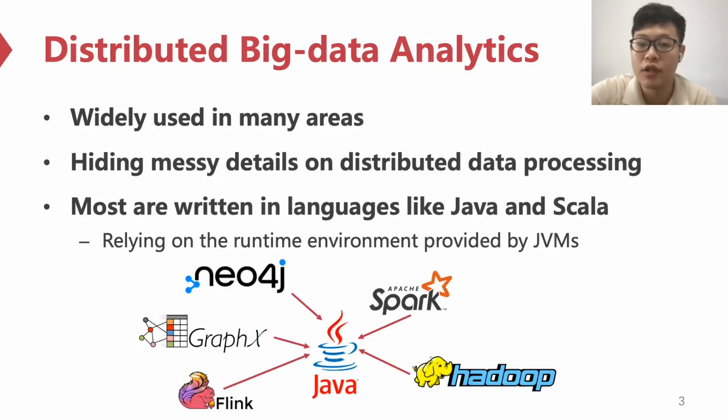Most frameworks are written in languages like Java and Scala to leverage their rich functionality and reliability. They also rely on the runtime environment provided by the language virtual machines, the Java virtual machines, or JVMs.